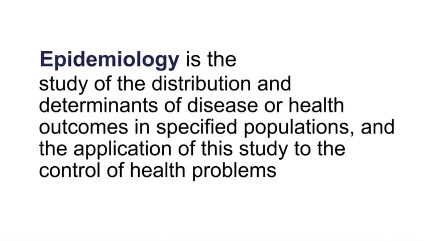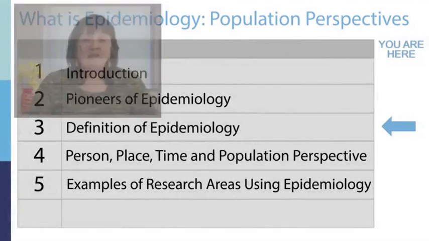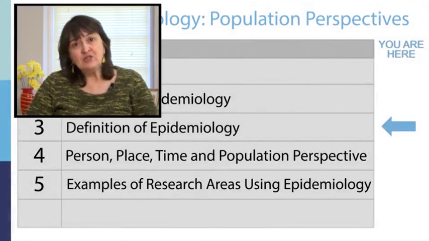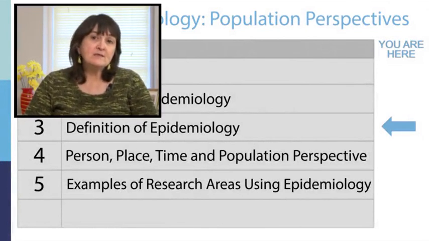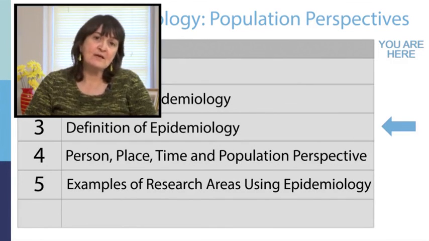So, epidemiology is the study of the distribution and determinants of disease or health outcomes in specified populations, and the application of the study to control health problems. Now that we understand epidemiology in the wider context of public health, we will discuss the person, place, time, and the population perspective of epidemiology in the next lecture.